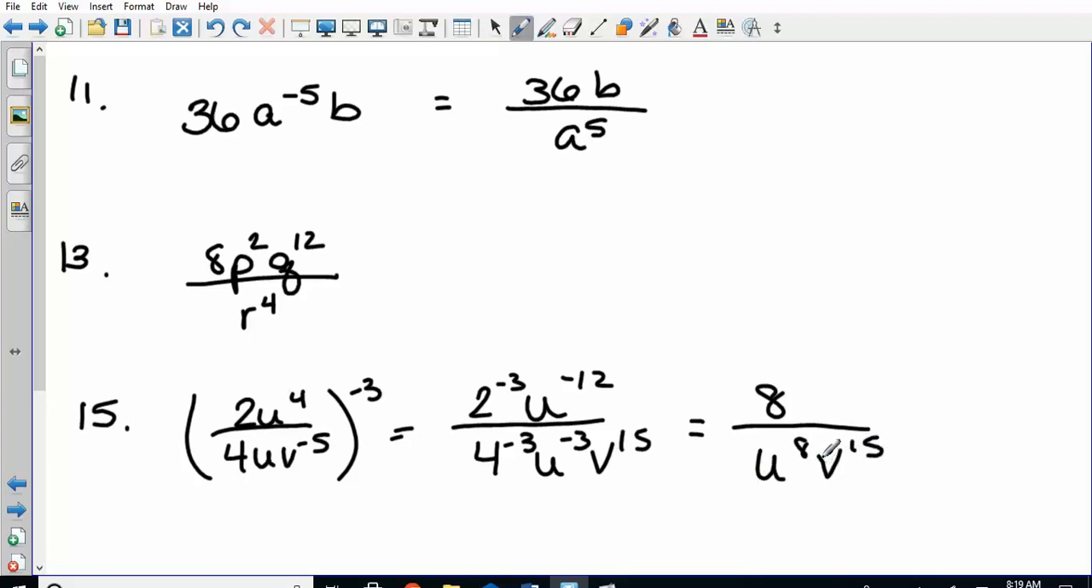And then the b. No, 9. 3 and 12 makes 9, not 8. Yeah, I think I'm just looking at my 8.